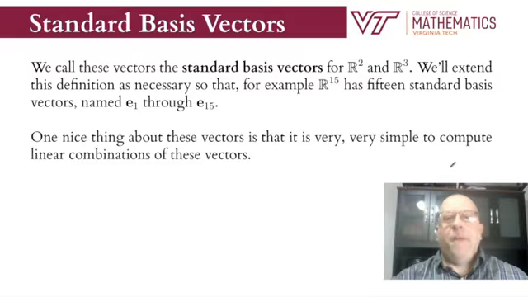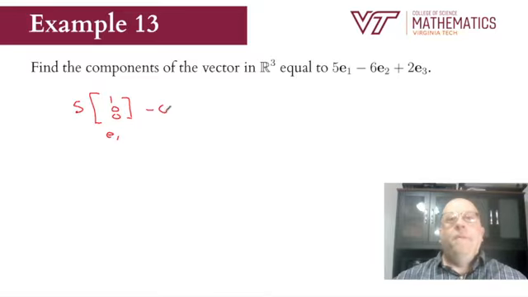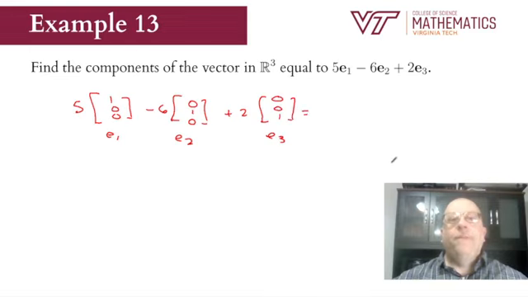I'll do a couple of examples, and then we're about to wrap up. So if I want to compute the vector that is equal to 5e1 minus 6e2 plus 2e3, I'm going to write this out, but you'll see how easy this is. You don't have to write this out. This is E1, and then minus 6, and then this is E2, and then plus 2, and then this is E3. E3 is 1 unit in the third direction.